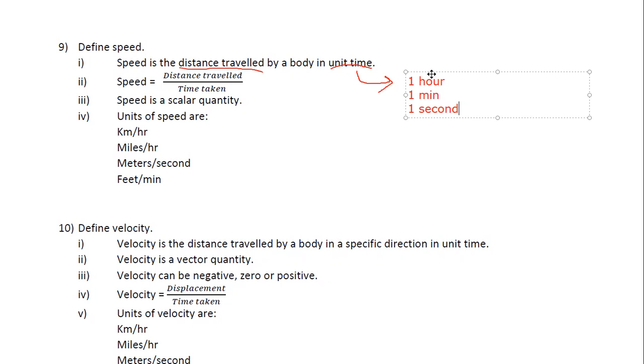Okay, so that is why speed is equal to distance traveled divided by time taken. Okay, this is the formula of speed. Now, speed is a scalar quantity. When we are talking about speed, we don't see direction. We only see magnitude. That is why speed is a scalar quantity.